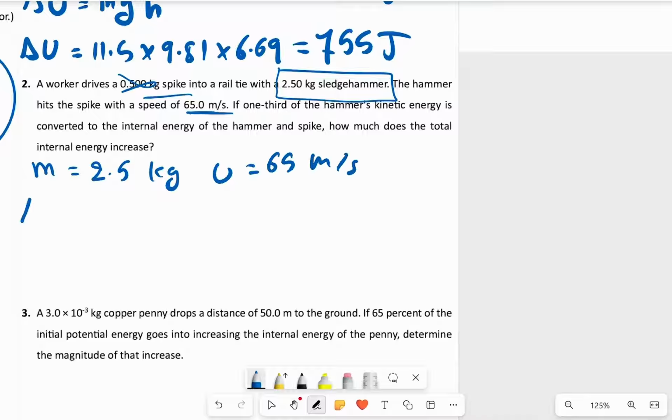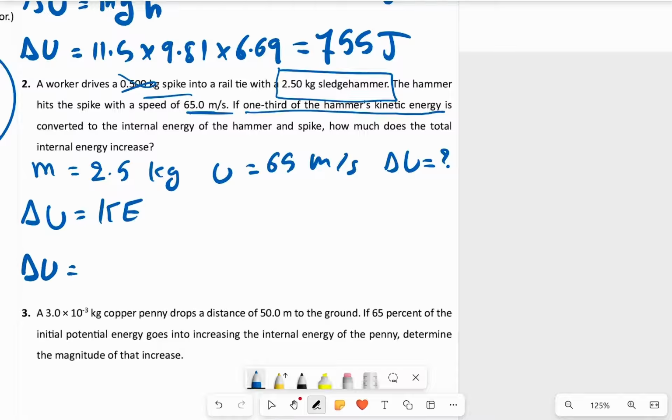Okay, now remember the equation I asked you to use. Here, of course, it is asking for delta U, which is internal energy. Delta U is equal to KE. Okay, but we have something else. It says 1/3 of the hammer's kinetic energy is converted to internal energy. So not all the kinetic energy is converted to internal energy. So what we'll be doing here, we will say delta U is equal to 1/3 of kinetic energy. Okay, then this will be what?